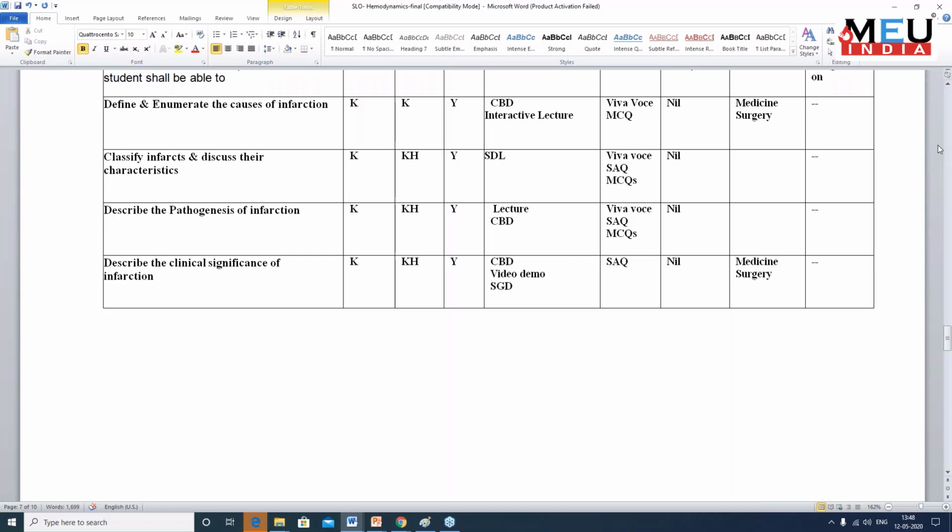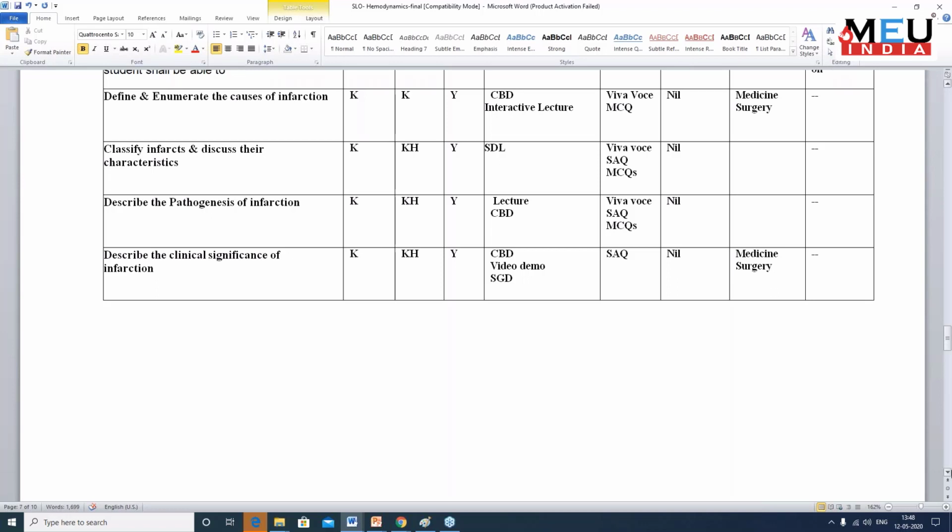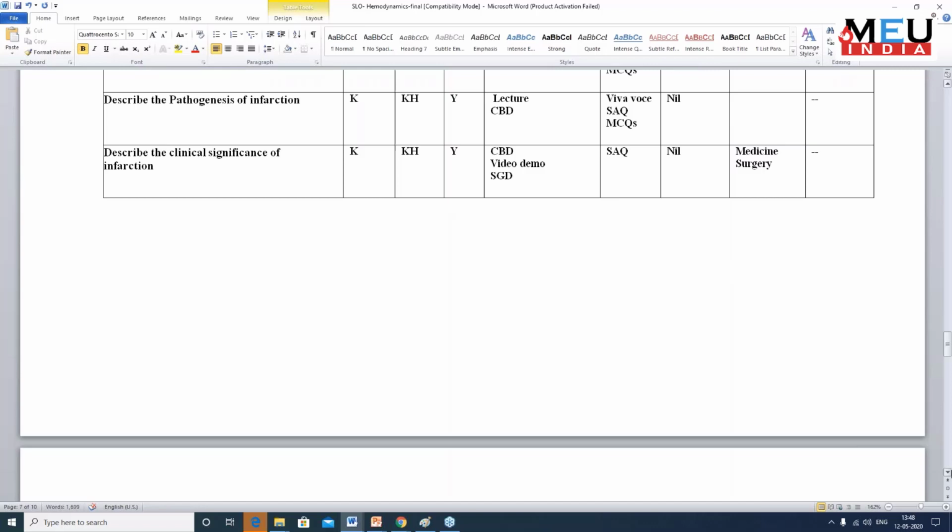I just recollected it. I will add that. Coming to the next SLO. Sir, if you can move it to the next page. I will make the changes and forward it to you. Okay.